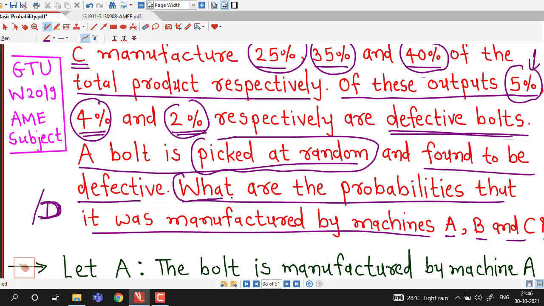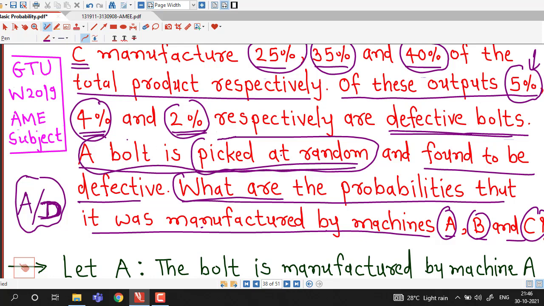Now we are asked to find the probabilities that the defective bolt was manufactured by machine A, machine B and machine C. So if we consider A given D, this denotes the event that the bolt was manufactured by machine A given that it is defective. So here this event occurs first: the bolt is picked at random and found to be defective.